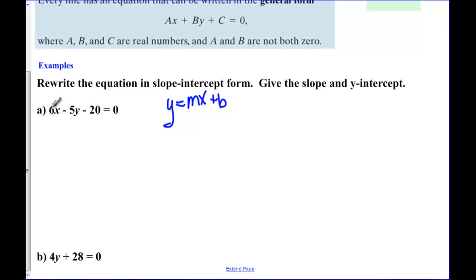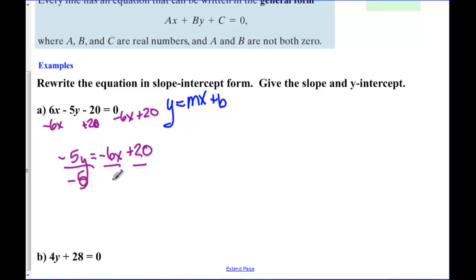So to get the y by itself, we need to move that 6x and that negative 20. So we add negative 6x plus 20 on both sides. So we end up with negative 5y equals negative 6x plus 20. And then what? Divide by a negative 5. I write mine out this way. This is the same as negative 6x plus 20, oops, let me add the 0, all over negative 5.